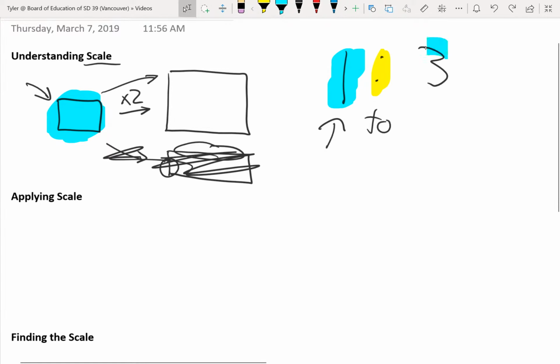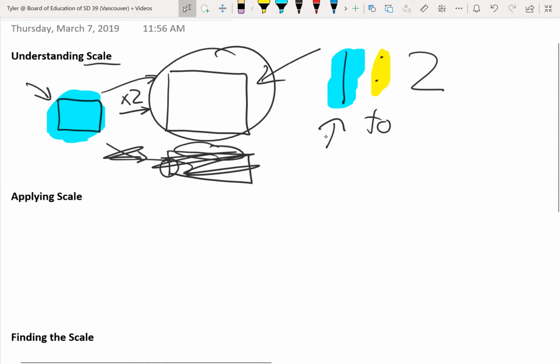The second number represents the new shape that we have over here, and how big it is. So in this case, actually, we said it was multiplied by 2, so the scale would be 1 to 2. This rectangle represents a scale of 1 to 2 from the original to the new size.